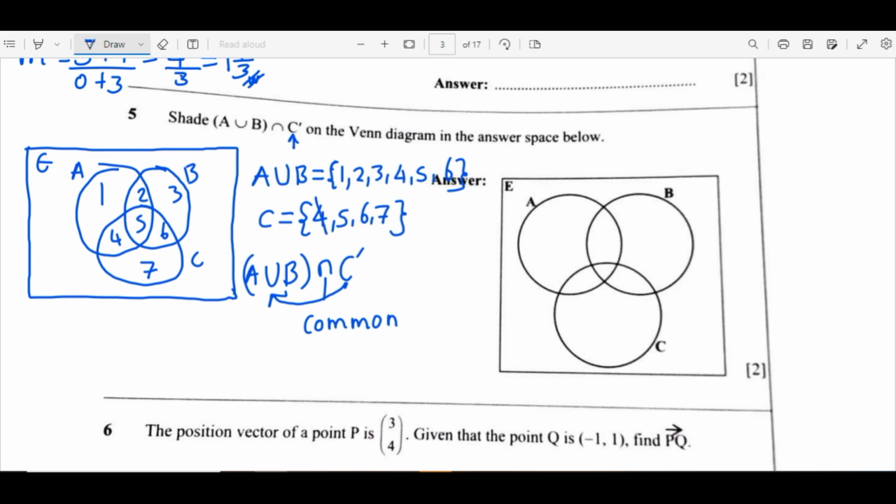4 is in C and also in A union B, so we can cancel it. 5 is in C, also here we cancel it. 6, also here we cancel it. Even 7 is not needed. So what numbers are there? 1, 2, 3 are numbers that we want. So that is where we are going to shade here. So maybe that is what you need to do here.